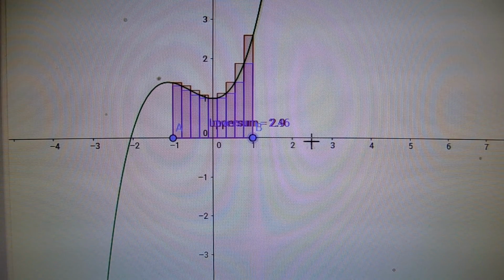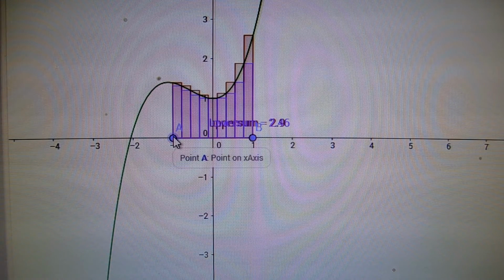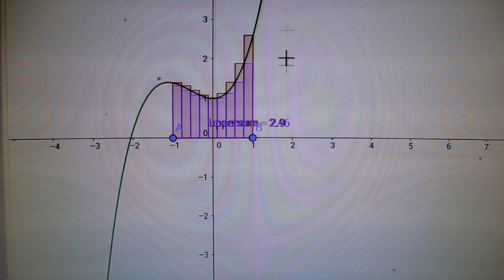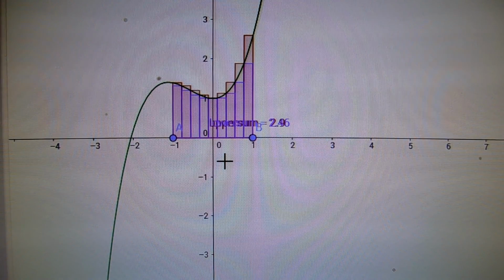You're not measuring way out here, because after a while that just gets unbelievably difficult, and you're not measuring way out here. We're not measuring the entire area, just this little section right here, for some reason that may be of interest to us.